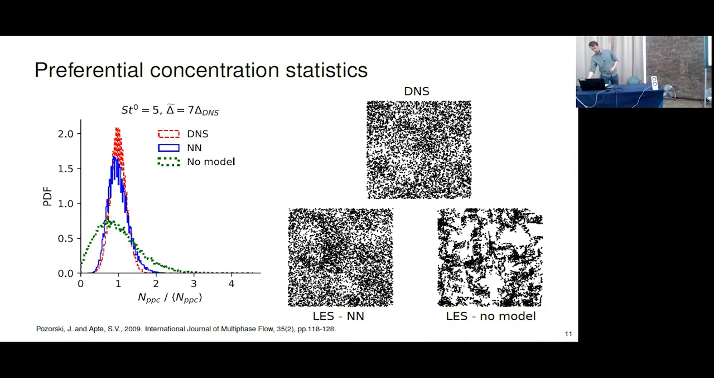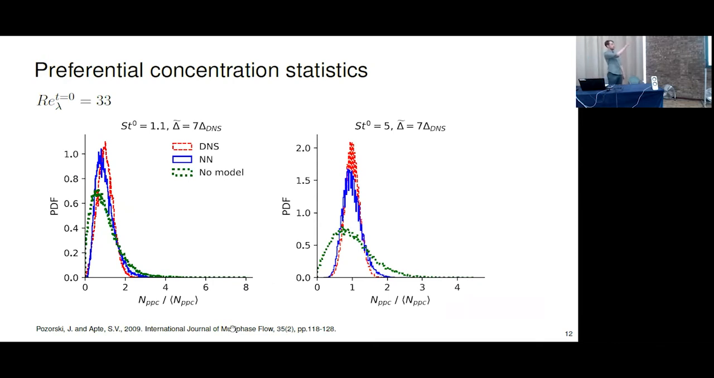However, the LES with no model has much larger variance, which shows when we look at the visualization here: there are areas of no particles and then dense clusters, which aren't apparent in the DNS and the LES with the neural network. So this is artificial clustering, which has also been confirmed in the literature. And then we can see that again, for Stokes number 1.1 and 5, we get excellent agreement with the DNS data.